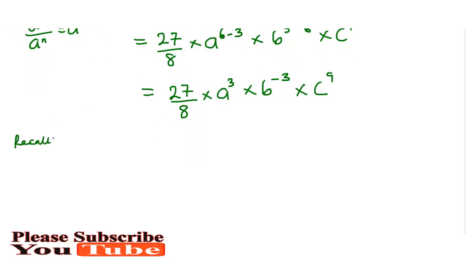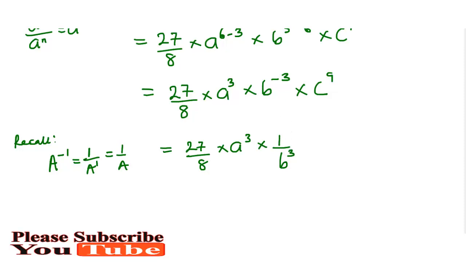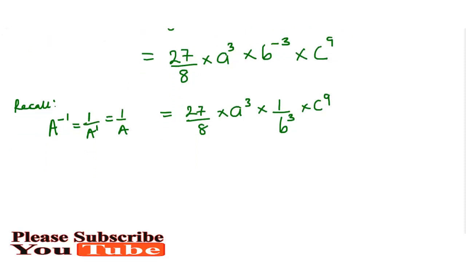You need to recall also that a raised to the power minus 1 is the same thing as 1 over a raised to the power 1, which is the same thing as 1 over a. So this can still be written as 27 over 8 multiplied by a raised to the power 3. This one, b raised to the power minus 3, will now be 1 over b raised to the power 3, following this law. Then times c raised to the power 9. So finally, our final answer will be 27 a raised to the power 3 c raised to the power 9 over 8b raised to the power 3.